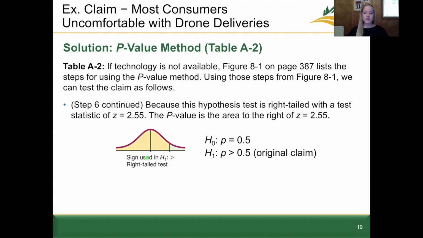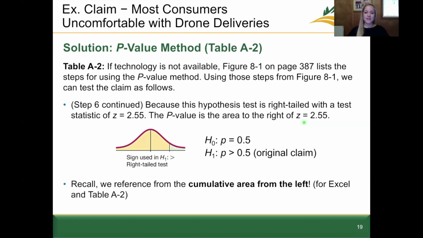Then, because we're dealing with a right-tailed test, we're interested in the p-value, which is the area to the right of z equal to 2.55. But remember, for table A2 and using Excel, we're always making reference as far as area from the left, or cumulative area from the left. So for a right-tailed test, we're not going to get this area right away, but we can get this area from the left and then do 1 minus this area from the left to get our area here to the right, which is the p-value we're interested in here.